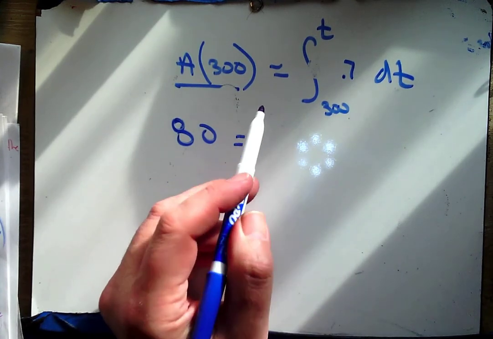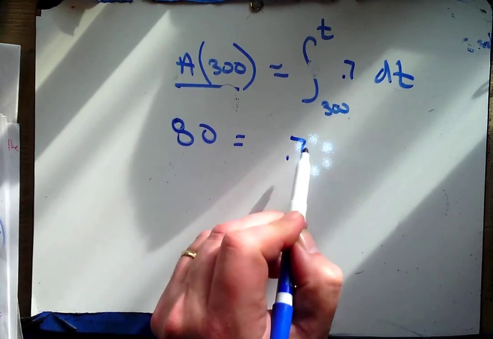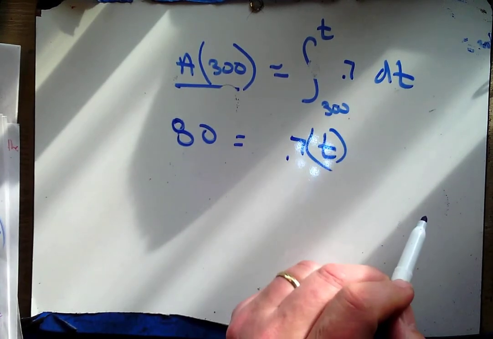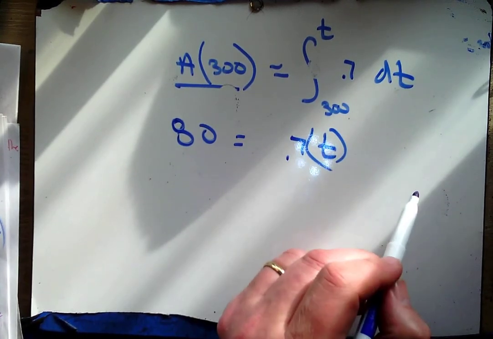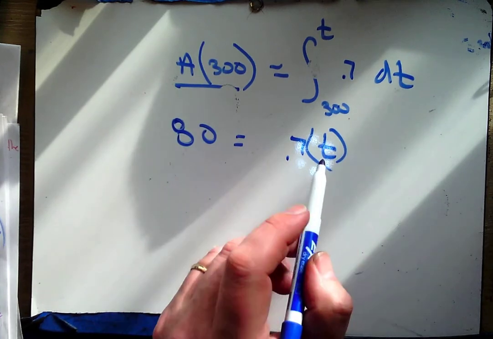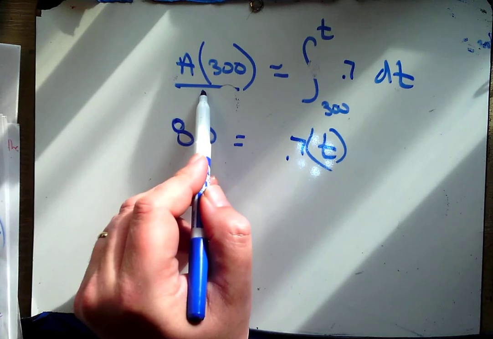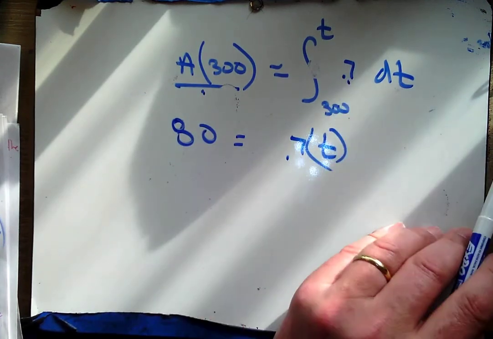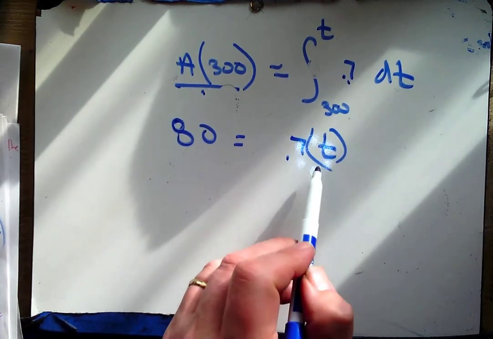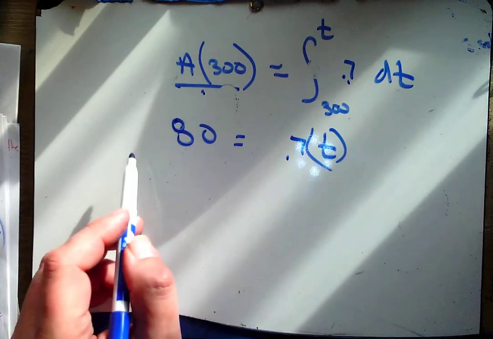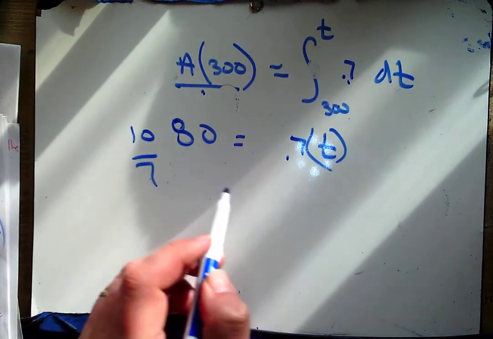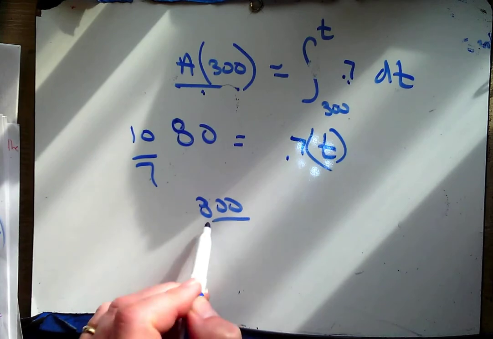Well, let's think about it. 0.7 times t. I think I like that better, don't I? Because there's this many people we have to get through, and we're getting through them at a rate of 0.7. So if I divide both sides by 0.7, or 10 over 7, yeah, 800 over 7.